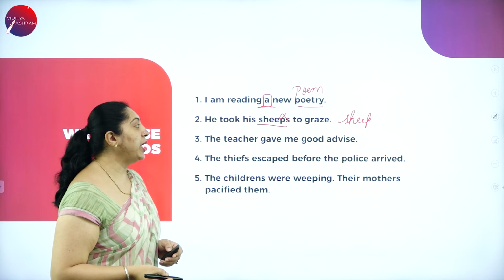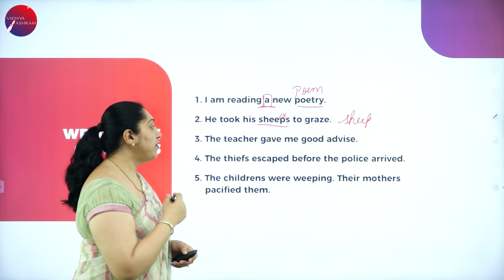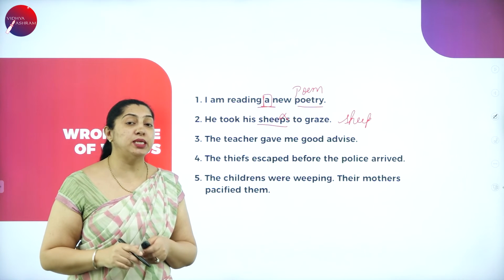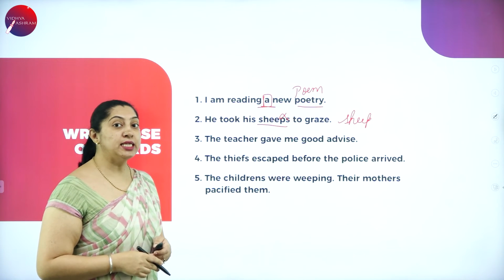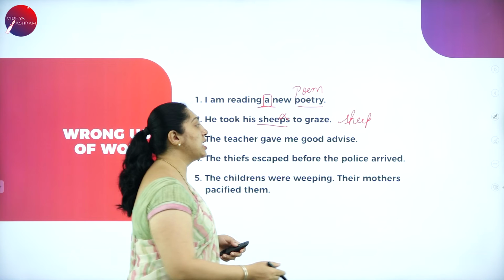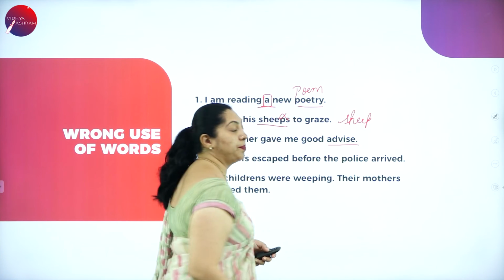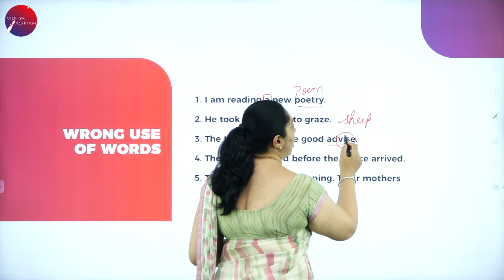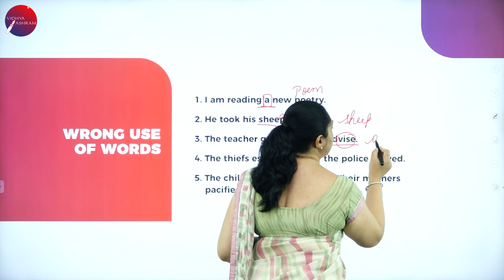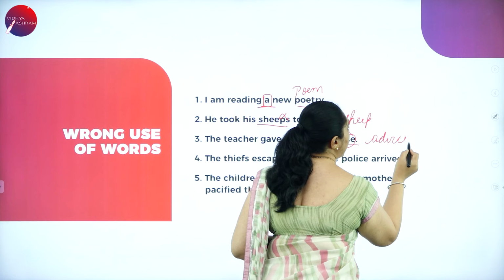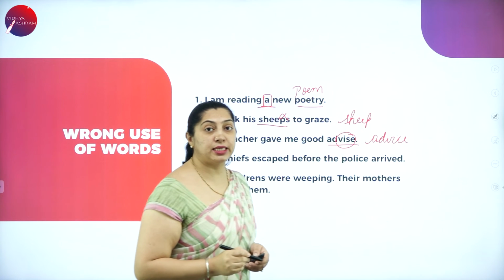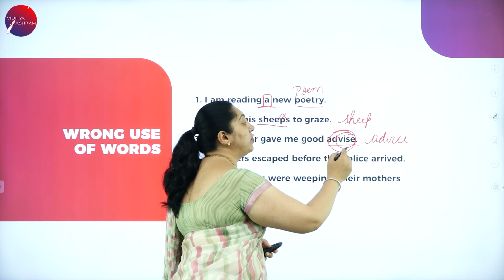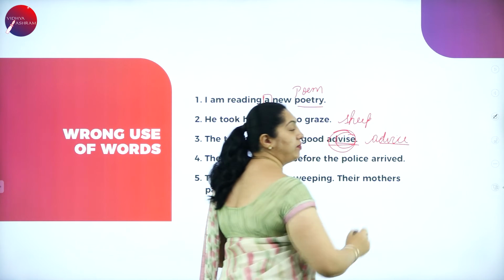The teacher gave me good advise. When I say this, you'll say, ma'am, the sentence is correct. There is no mistake. Yes, the sentence looks correct, but what is the mistake here? The mistake is with the spelling. Why is it wrong? Because the correct spelling is A-D-V-I-C-E. Advice is correct. Why is there a mistake here? What is the difference between advice and advise?